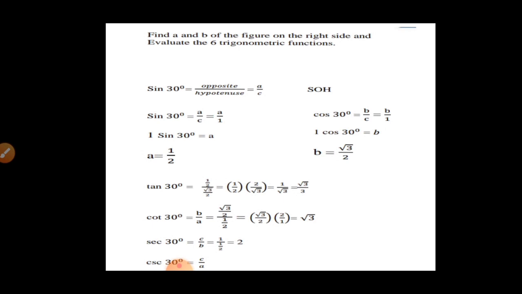So, cos 30 degrees is equal to B over C is equal to B over A, which is 1, so cos 30 degrees is equal to B. B is equal to square root of 3 over 2.